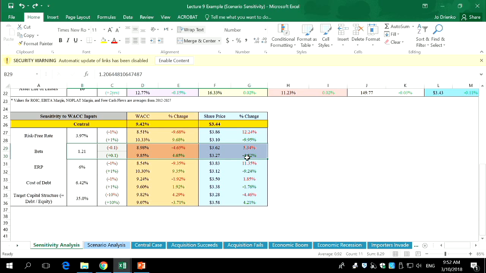ERP sort of doesn't move much. Historically, it is between 5 and 7, so taking 6% or plus or minus 1% is standard. Cost of debt, big one for JB Hi-Fi, huge, right? This company had a cost of debt of 6.42%. Currently, JB Hi-Fi's cost of debt is between 3.1 and 3.15, which is unrealistic. It's just so low. It is so low.